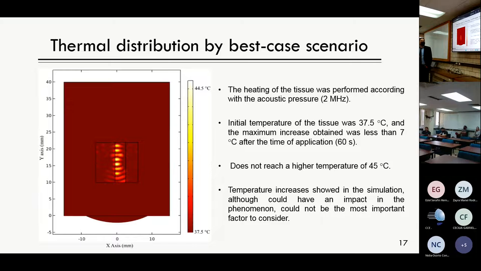The temperature increases shown in this simulation, although they could have an impact on the production of the phenomenon, may not be the most important factor to be considered. This is due to the characteristics of the phenomenon itself.